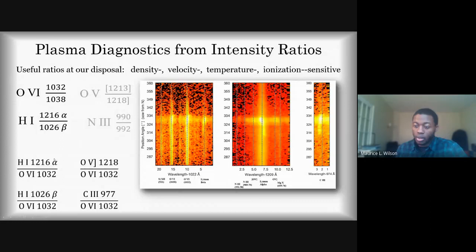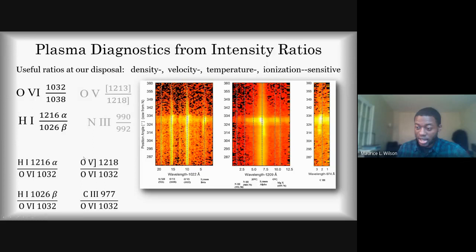With other ratios, we tried to mix things up. We tried to make as many ratios as we could. That was the goal, to get as many diagnostics as we can. And so what we did was we used oxygen 6 1032 as a baseline for pretty much everything. We compared Lyman alpha to 1032, Lyman beta to 1032, the 1218 intersystem line to 1032, the carbon 3 emission to 1032. And when you have different ions involved in the same intensity ratio, that allows you to be more sensitive to the ionization states.